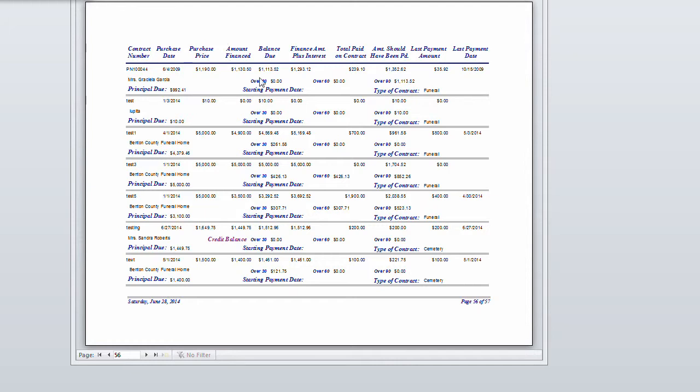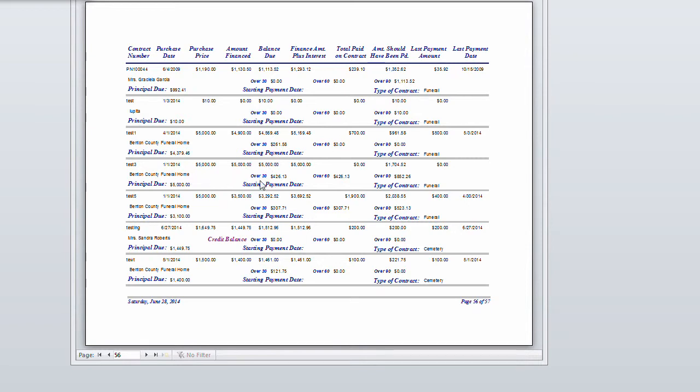As you can see right here, this person has not been paying in a long time, and they have a huge amount, which is principal and interest, over 90. This person is paying, they're just paying on their timely payments because there's no over 30, over 60, 90. You've got here this funeral home is only over 30. These are just some samples that I put in here.